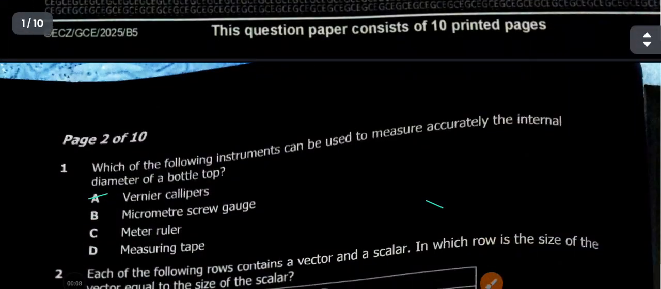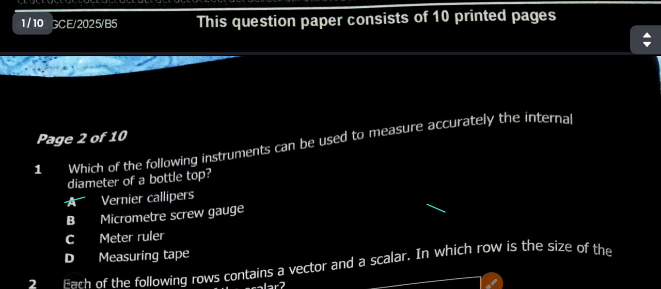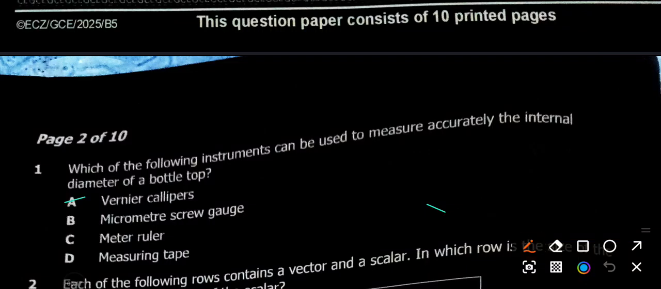Let me answer this question paper that came in August 2025. First question says, which of the following instruments can be used to measure accurately the internal diameter of a bottle top? To do this, we require a vernier caliper.